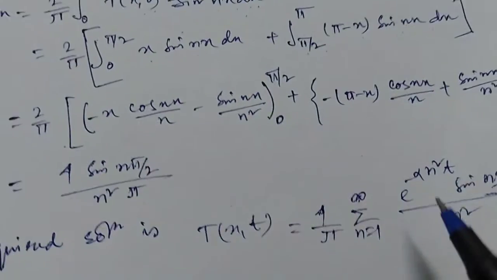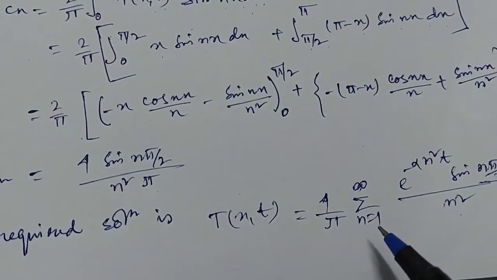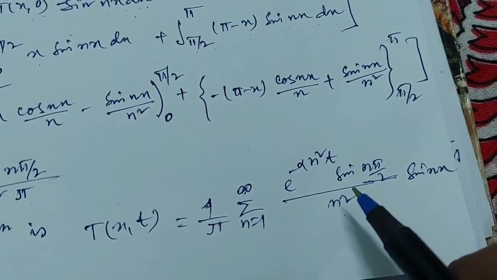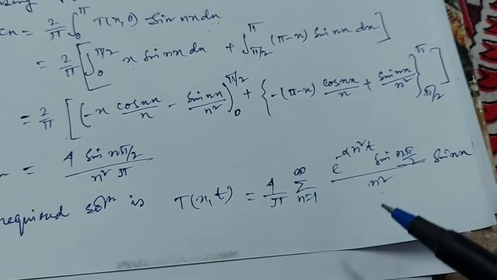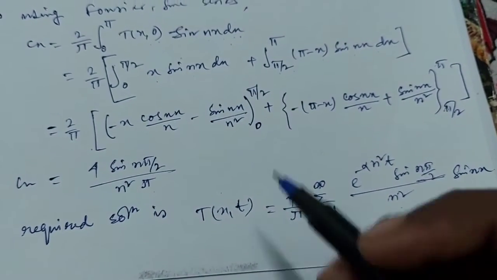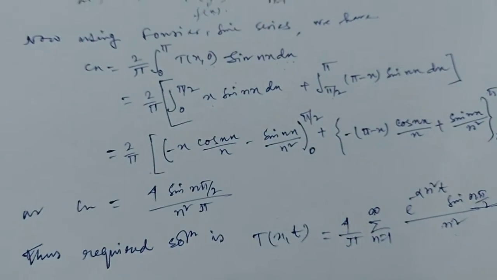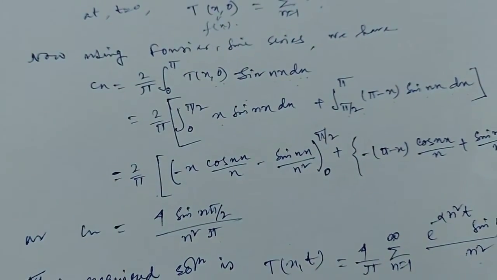So the required solution is T(x,t) = 4/π summation n = 1 to infinity of e^(-αn²t) sin(nπ/2)/n² times sin(nx). This is our required solution. So in this process we can solve a heat equation by using the separation of variables method. Thank you.